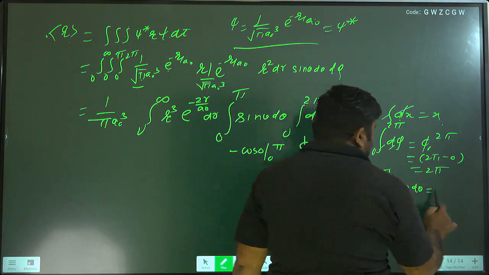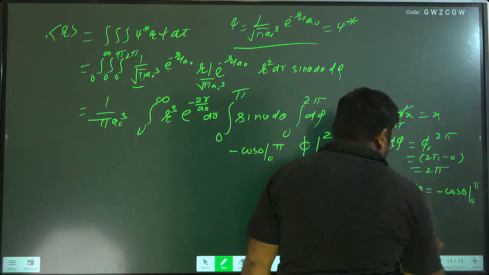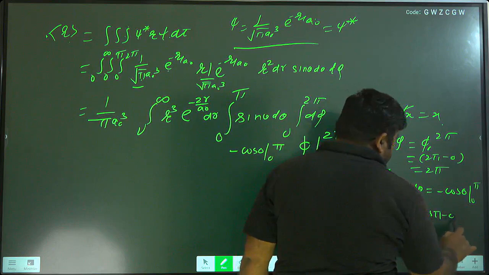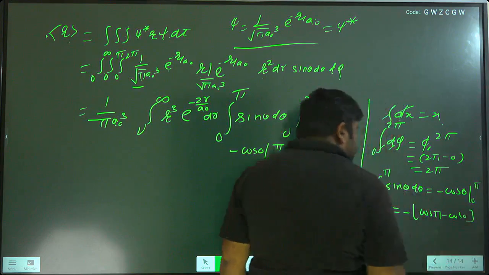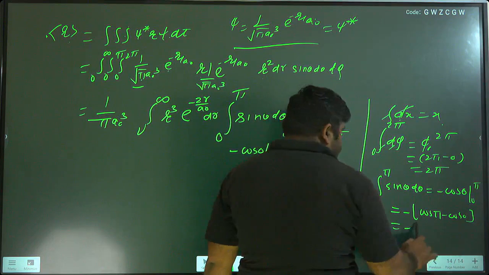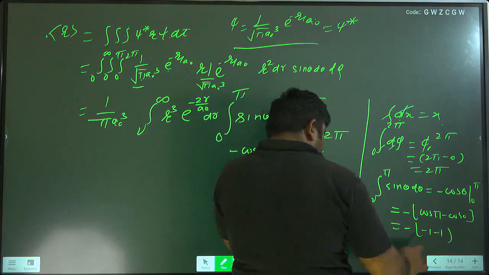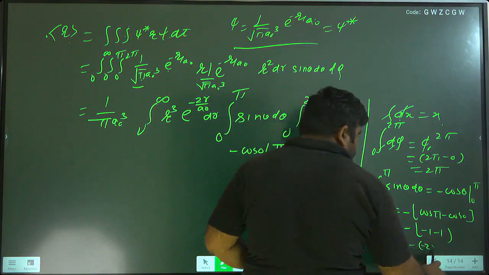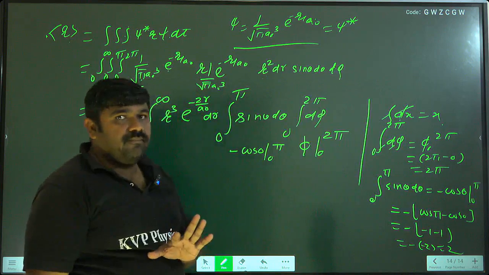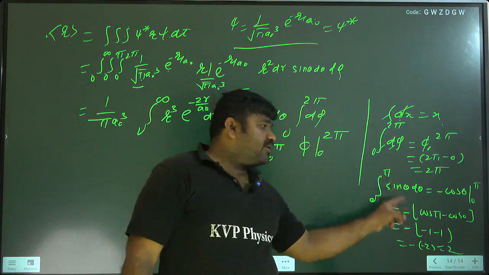Next, 0 to pi sin theta d theta. Sin theta d theta integration is minus cos theta, lower limit 0, higher limit pi. So we can take the minus outside: cos pi minus cos 0. But we know the value of cos pi is minus 1. What is the value of cos 0? Cos 0 is 1. So minus of minus 1 minus 1, that is minus of minus 2, which is equal to plus 2. When our function does not depend on theta and phi, every time we get this result.